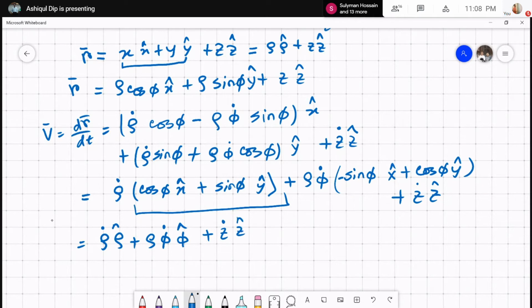So rho hat and phi hat both are unit normal vectors, but rho hat tells the direction in which rho changes, and phi hat tells the direction in which phi changes, right? So this is our V written in cylindrical polar form. We can call our rho dot as V rho, and rho phi dot as V phi, and z dot as Vz.